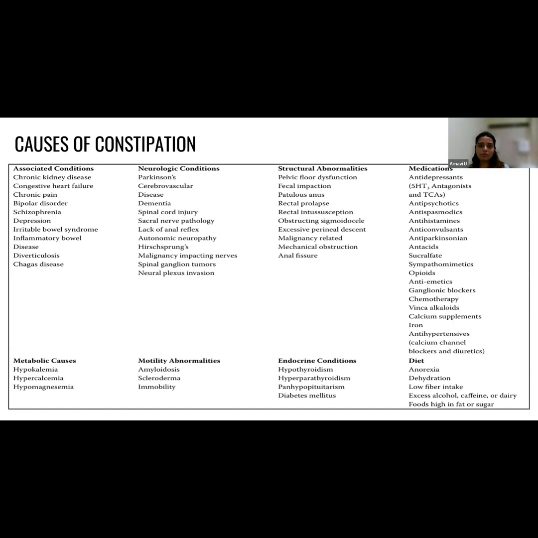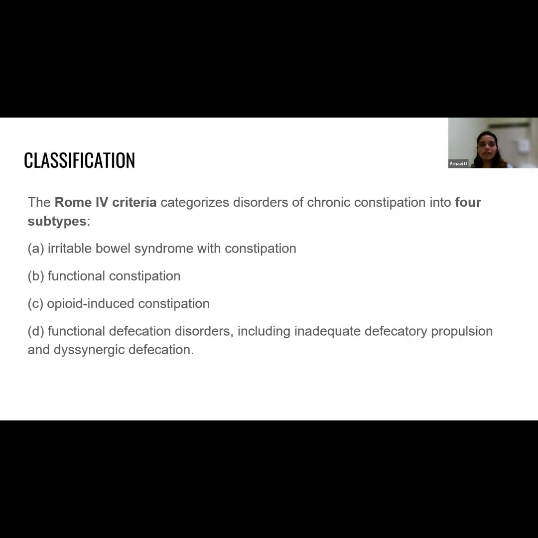So the medications that are important for us to remember from a palliative medicine point of view would be opioids, then calcium channel blockers, antihypertensives, or chemotherapeutic agents, especially the vinca alkaloids. Then coming to the classification of constipation, the very standard Rome 4 criteria is used, which categorizes the disorders of chronic constipation into 4 subtypes.